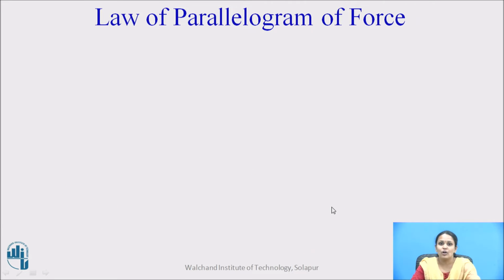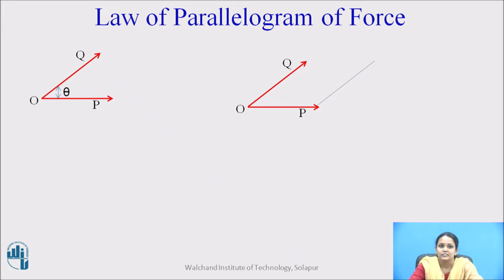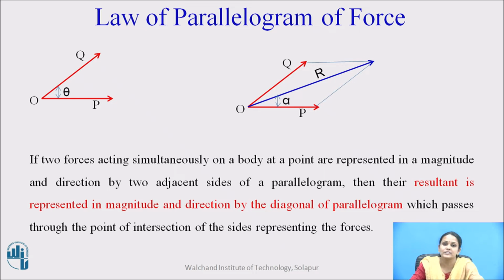Then the next one is the law of parallelogram of forces. When two forces are acting at a point with an angle theta, the resultant is the force which will give the same effect as the two forces. So here you can see, if two forces acting simultaneously on a body at a point are represented in magnitude and direction, here P and Q are the magnitudes of the forces, and this arrow shows the direction of the force P and the direction of the force Q.